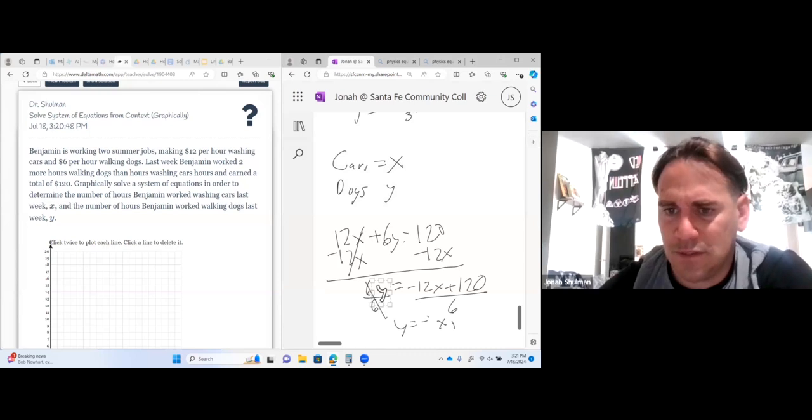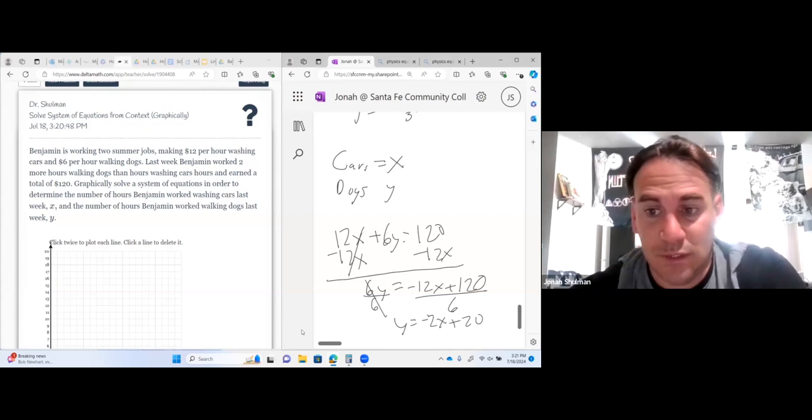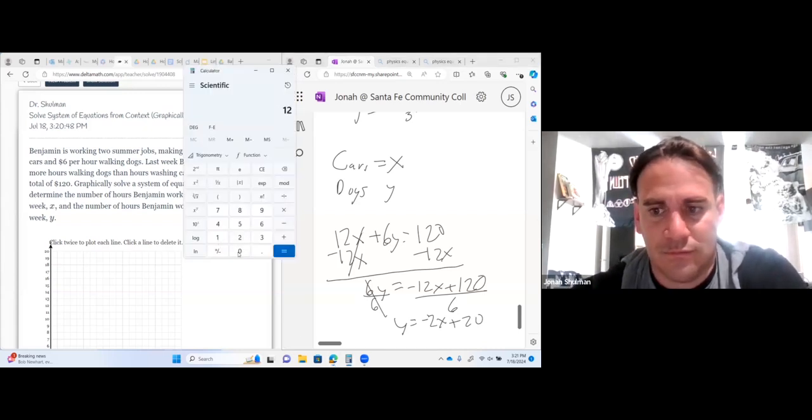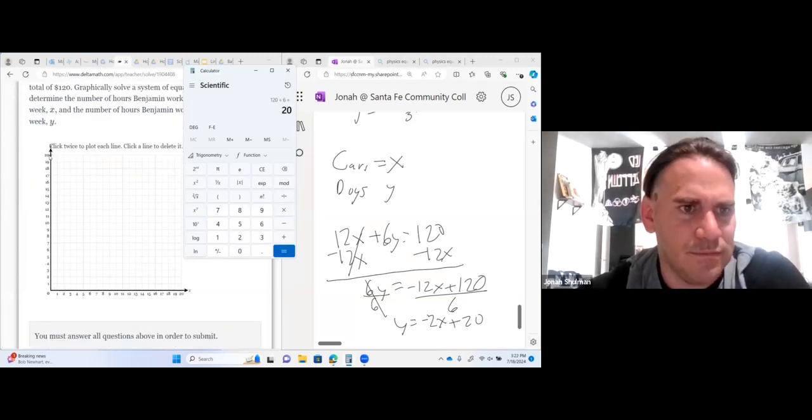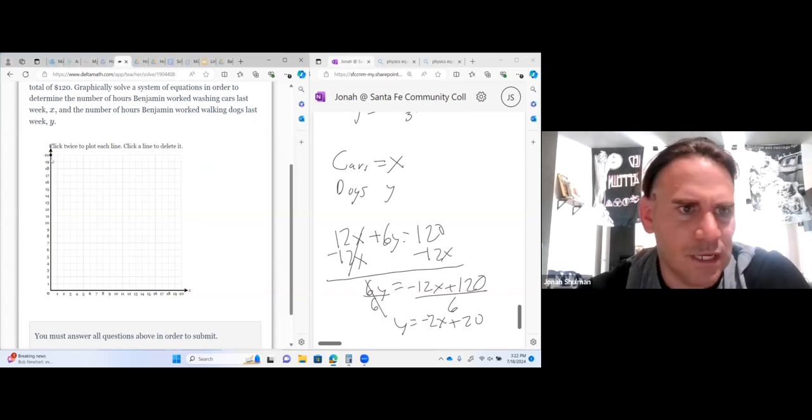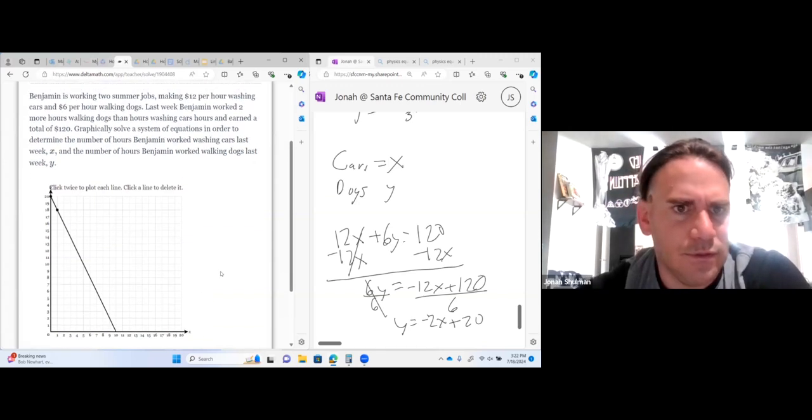Negative 2x plus 20. And I'm going to do it. I don't care. All right, not going to argue with it. So the first one is 20, and we're going down 2 over 1. Cool. All right, what's the other one?